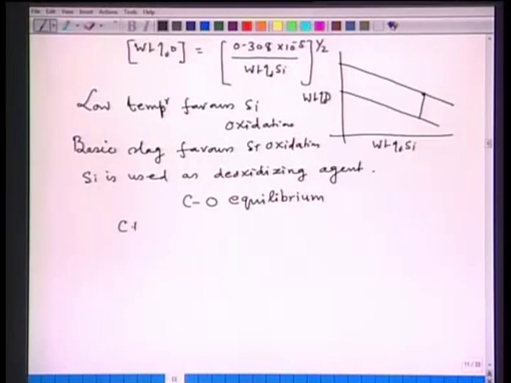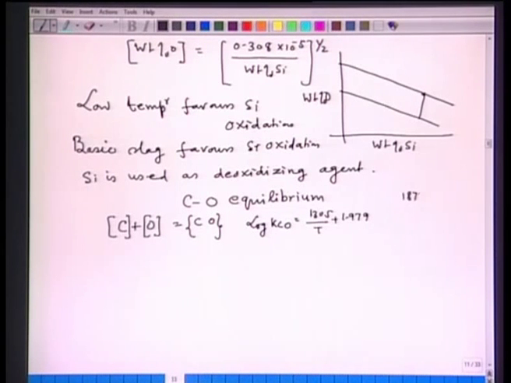For example, C plus O is equal to CO, and here again I could get different values of KCO from the literature that I am giving you. Use log KCO equal to 1305 upon T plus 1.979. Now, if I calculate at 1873 Kelvin, the value of KCO comes to 474. Let us call this equation 21.